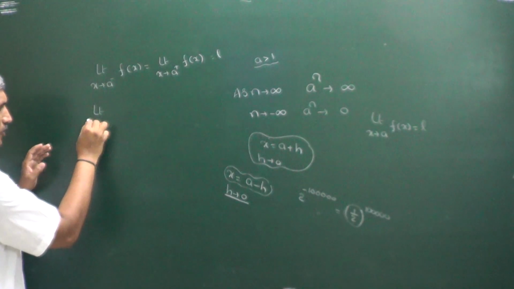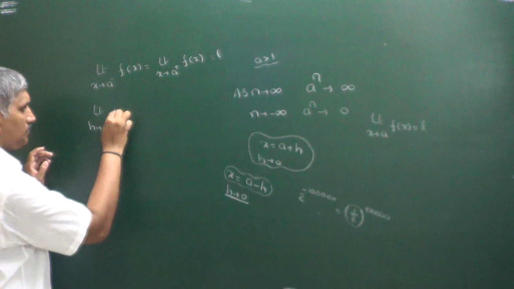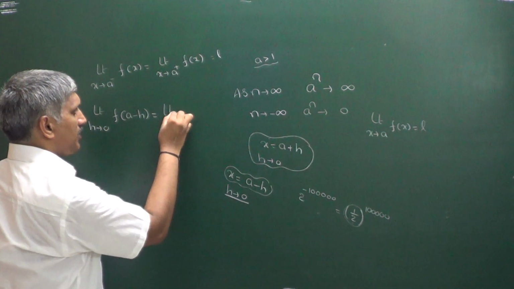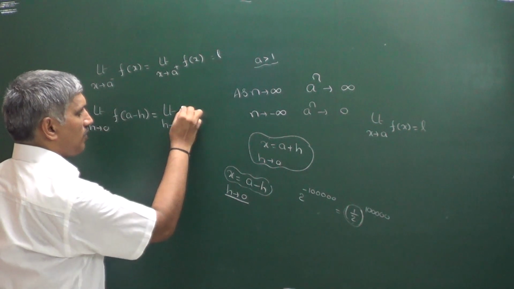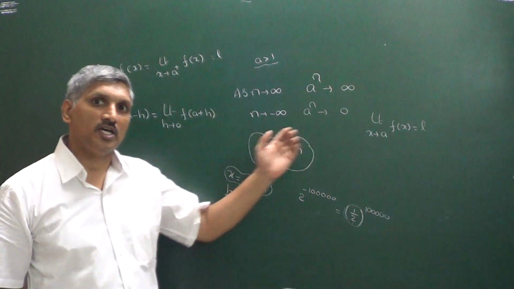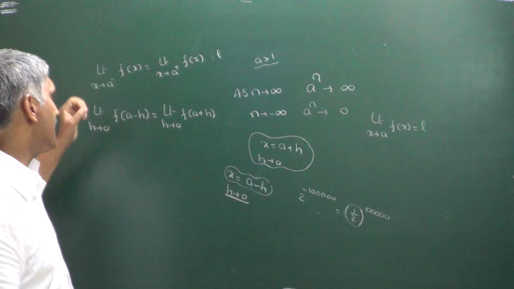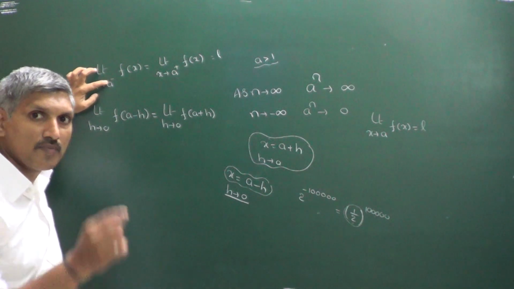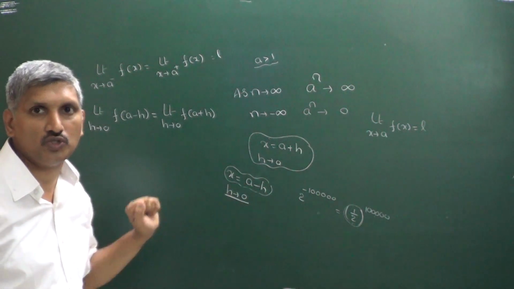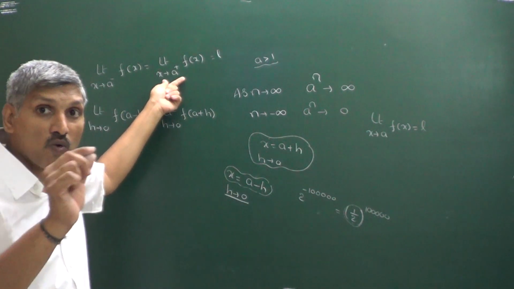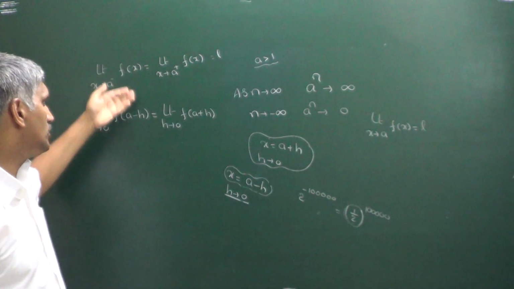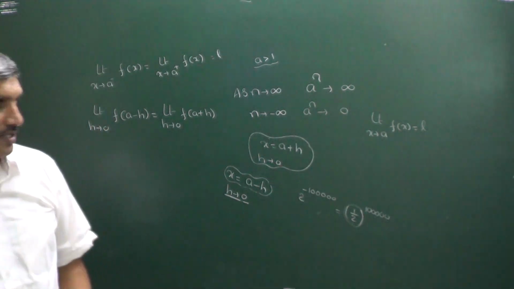So observe that I am writing here limit h tends to 0, f of a minus h is equal to limit h tends to 0, f of a plus h. This is the other way of representing the same limit. Nothing I did. x tends to a minus: from a we are removing a small value, very close to 0. Here also a small value is added, very close to 0. So that's why this way also we can represent the limit.